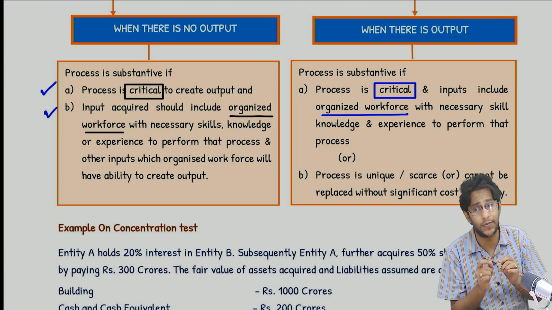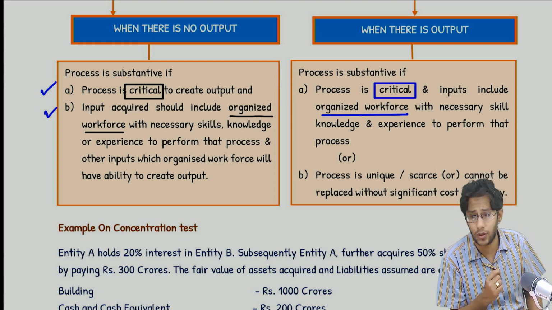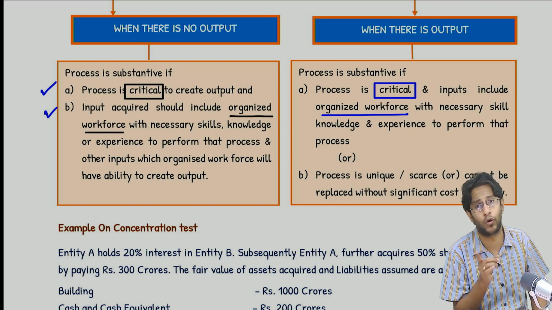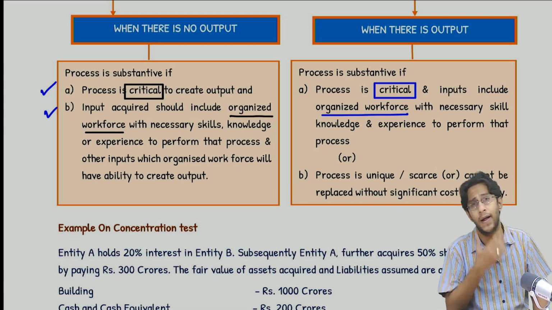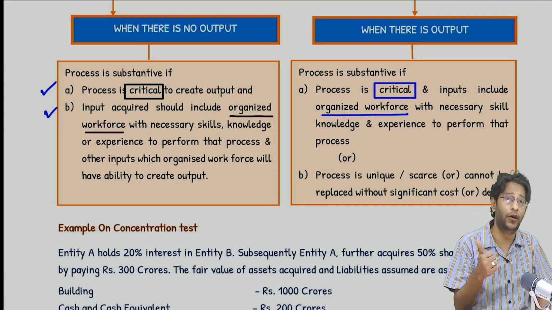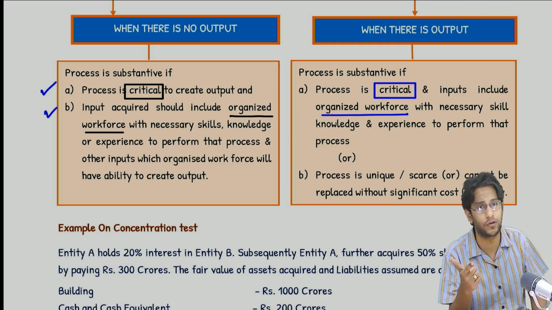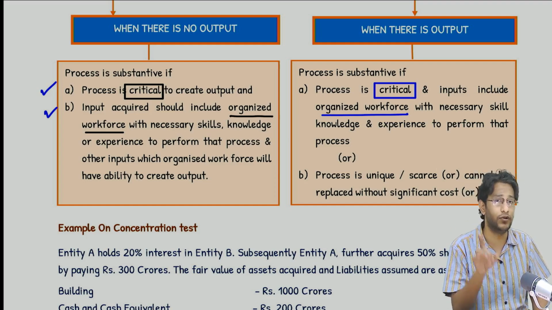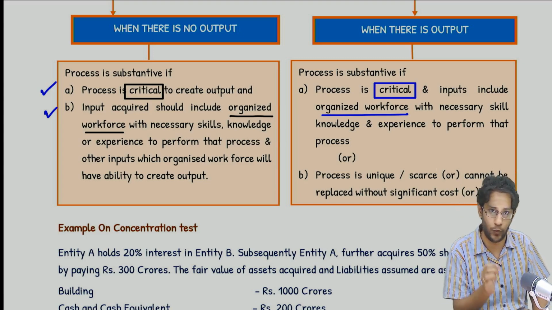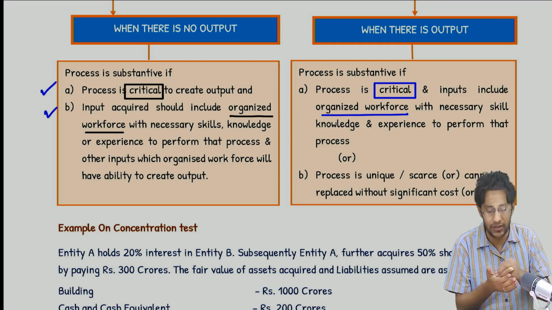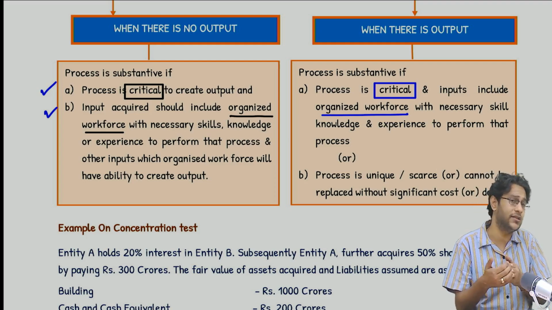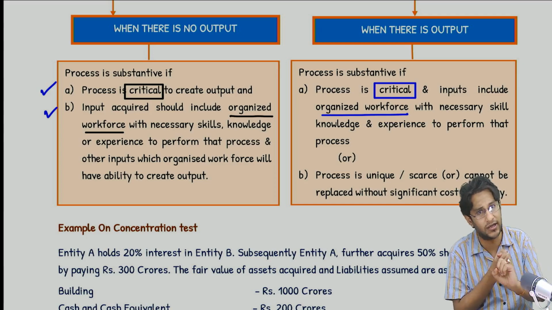Whether the process is substantive or not, how will I know? That depends on whether you are already generating output or not. If you are not generating output, then what I will check is that the process should be a critical process and you should be taking over the organized workforce of the other entity. Two points. But if you say that I am already generating output, then these two conditions again you can pass. You can say that the process should be critical plus organized workforce is also taken over. These two points satisfied, you are a business.